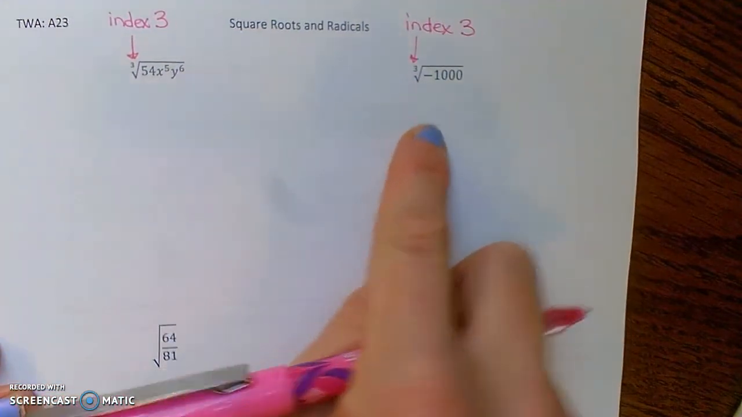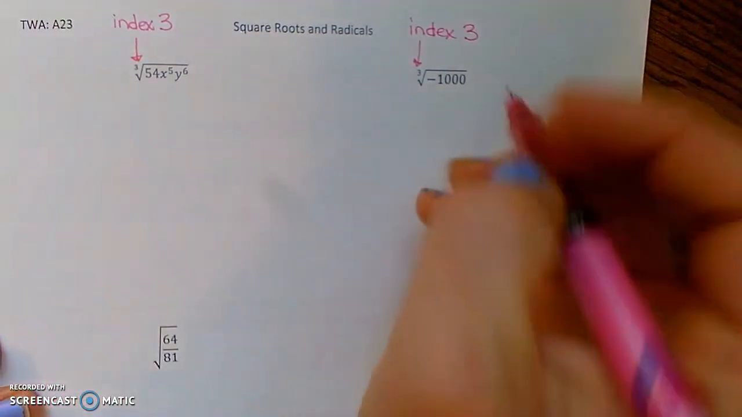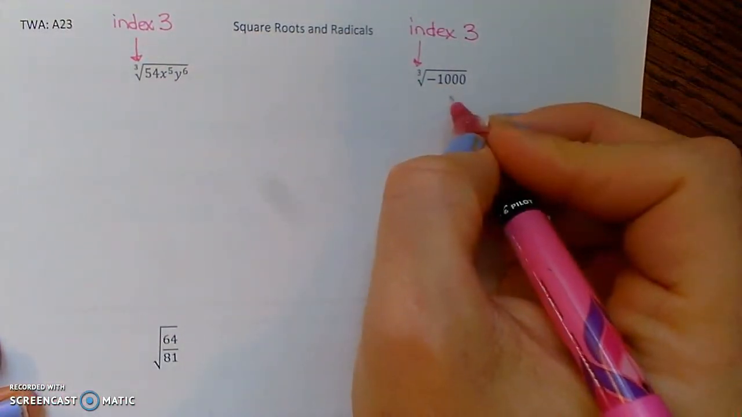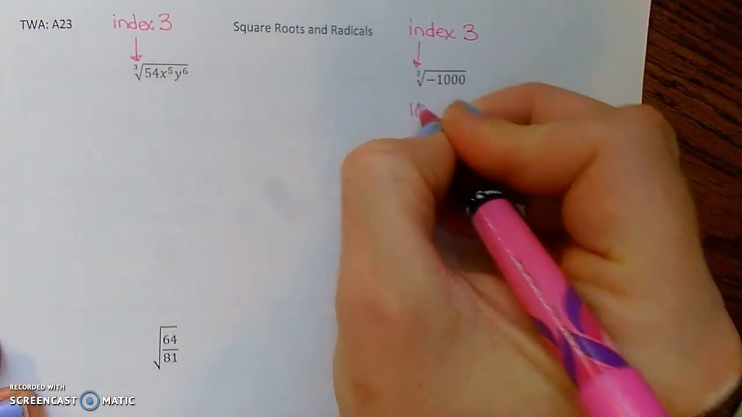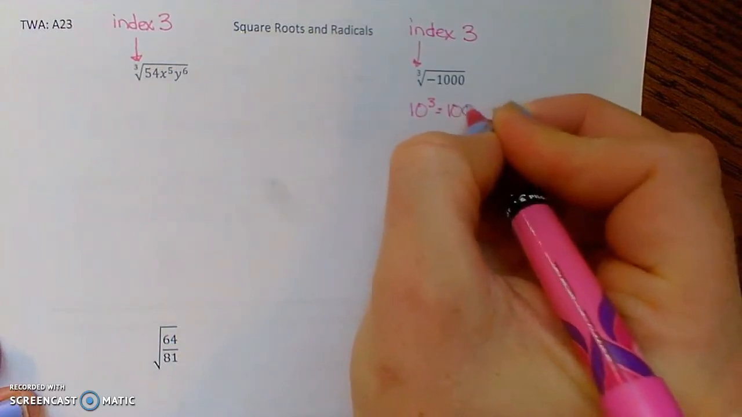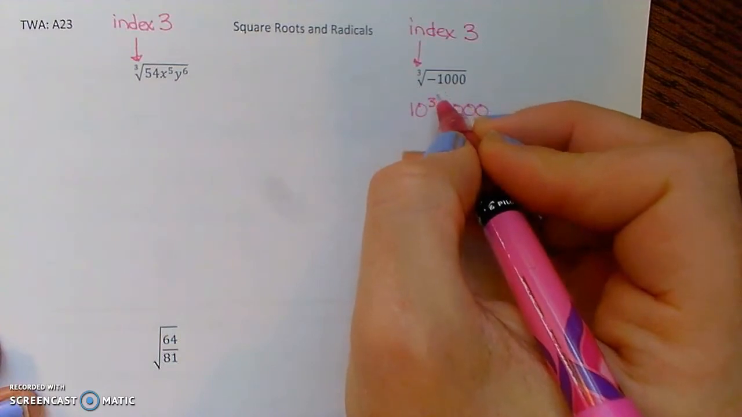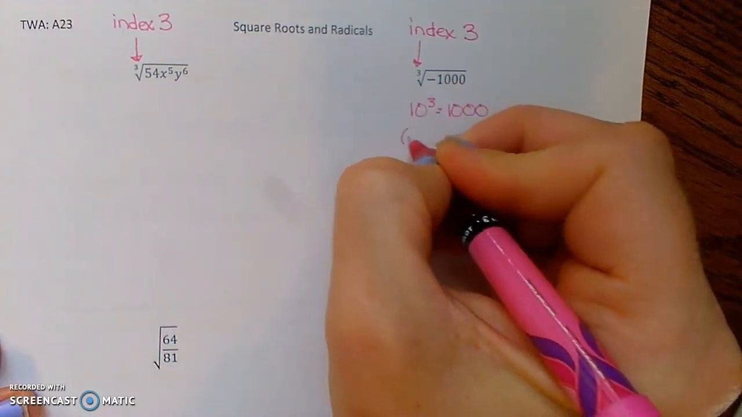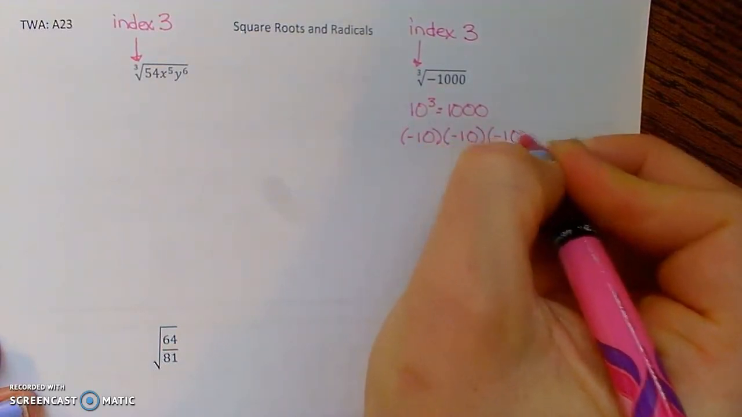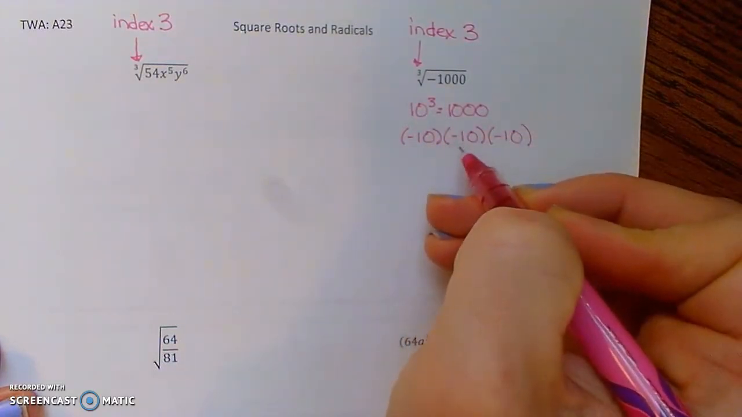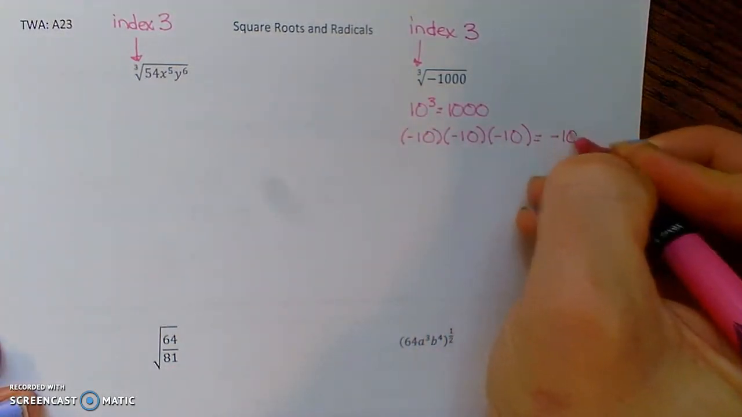Let's do this one first. The cube root of negative 1,000. Well, I know that 10 cubed is 1,000. So remember, 10 cubed, that's 1,000. So 1,000 is a perfect cube. But what about this negative? Well, let's see. What is negative 10 times negative 10 times negative 10? Well, negative times negative is positive, times a negative again, you do get negative 1,000.